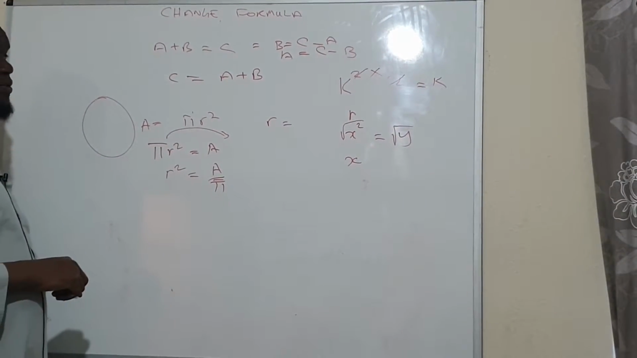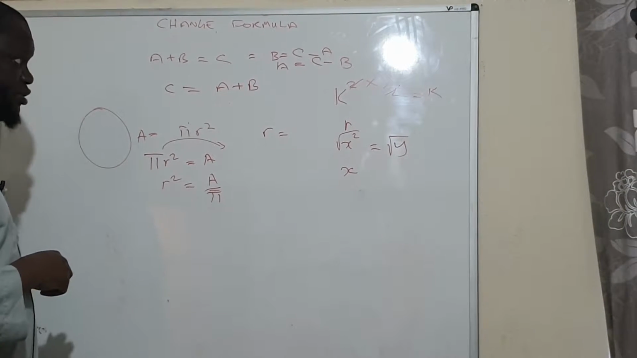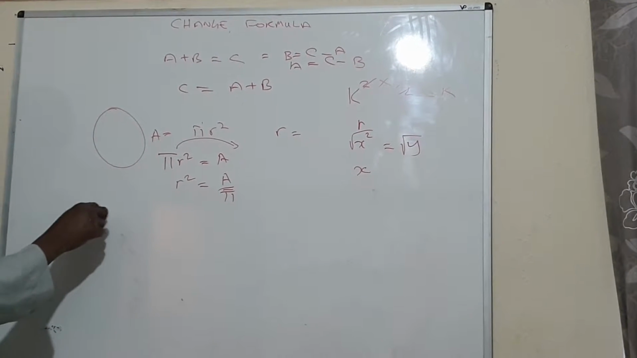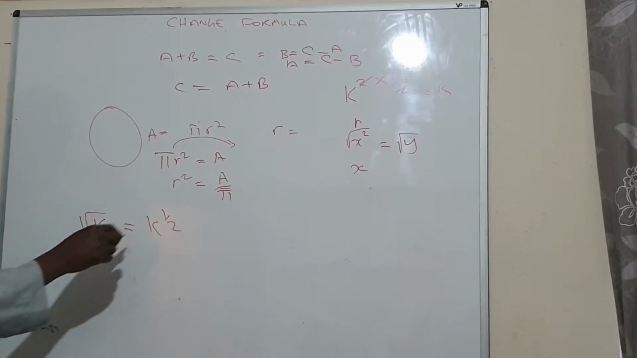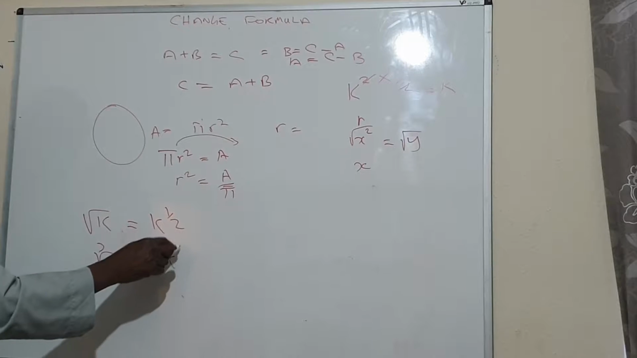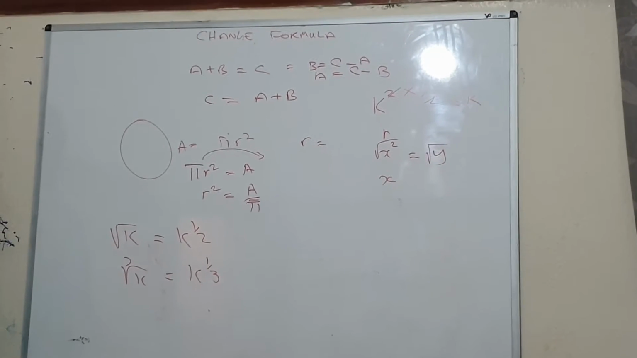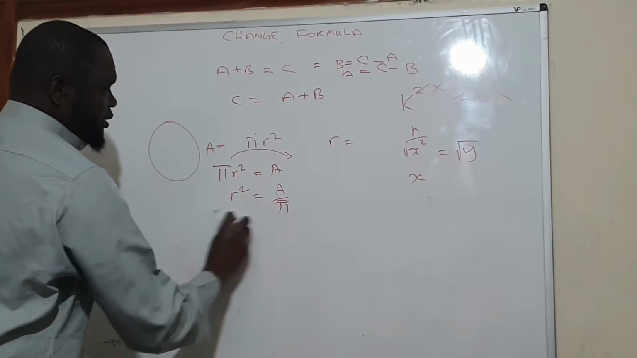Because square root means, we have done indices and you all know that. Square root means to the power half. Square root of k means k to the power half. The cube root of k means k to the power 1 over 3. Do you get it? So that's the trick we have to apply here.